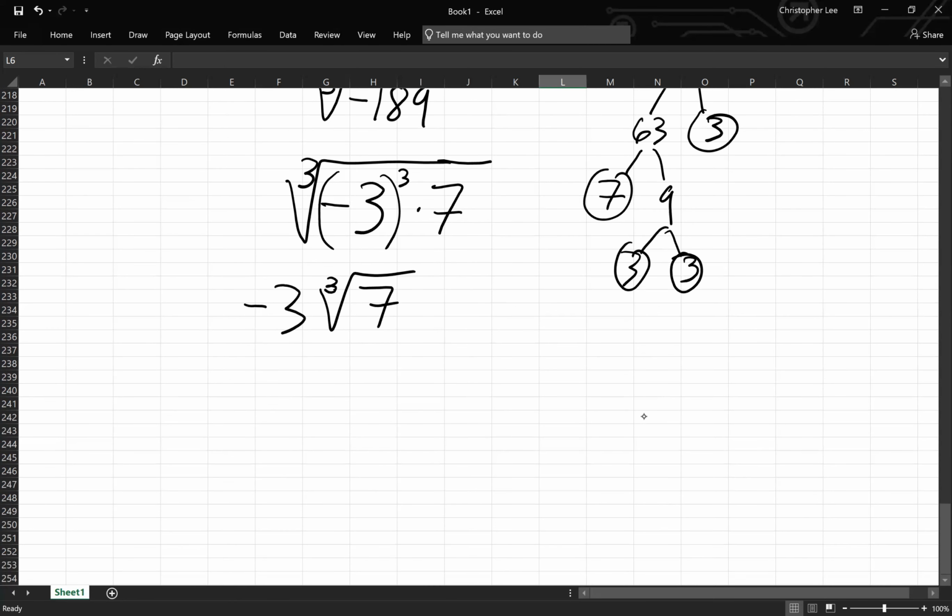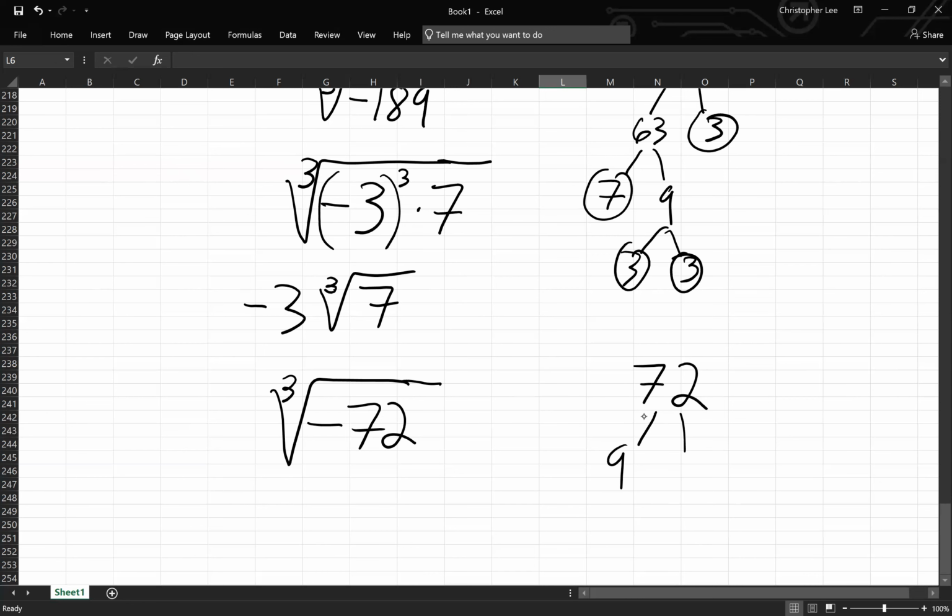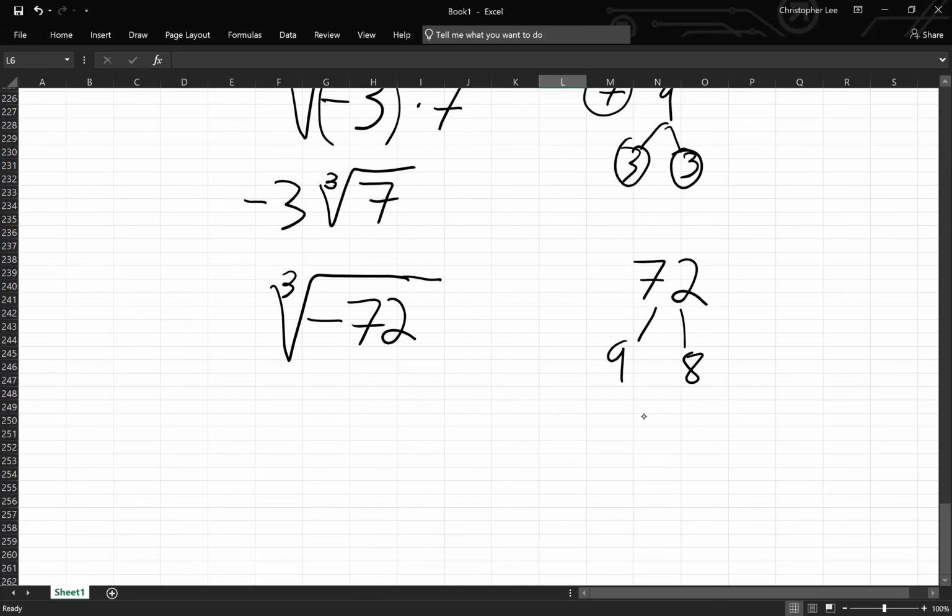What you got? Negative 72. I have no idea. Let's see. I was thinking 9 and 8, then 9 will be 3 and 3. Is 9 times 8 is 72? It is? Okay. That could work.